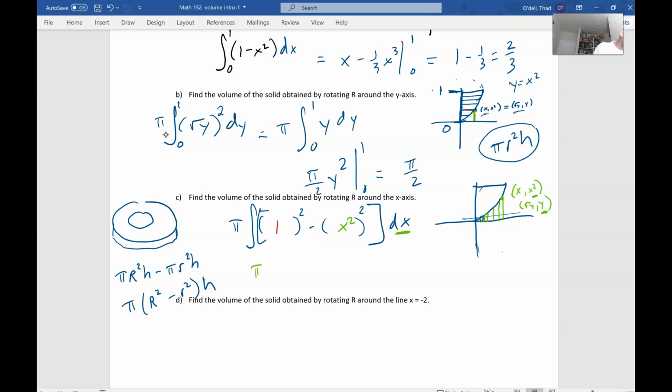So I'm going to have pi times the integral of, and I'm integrating the same region, so it's still going to be from 0 to 1. Because notice this region, if you go in the y direction, it's 0 to 1, but if you go in the x direction, it's also from 0. So that doesn't change no matter what I do. So this is going to be 1 minus x to the 4th, whole thing, times dx.